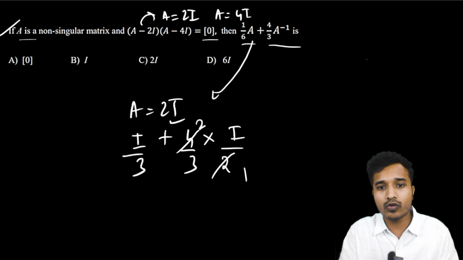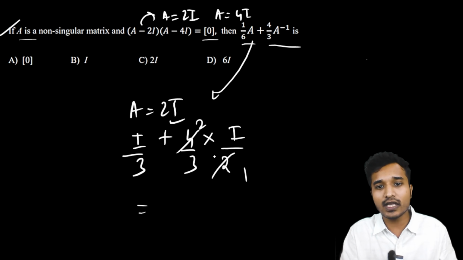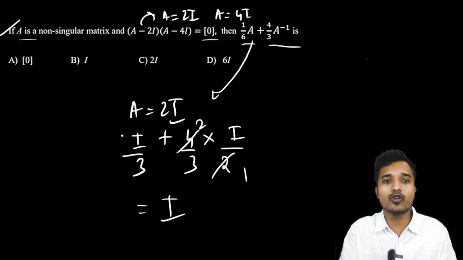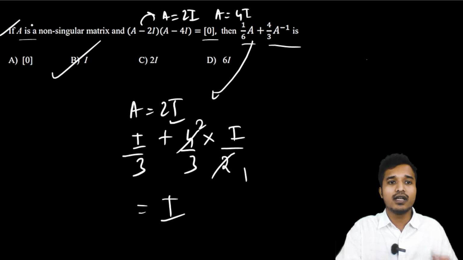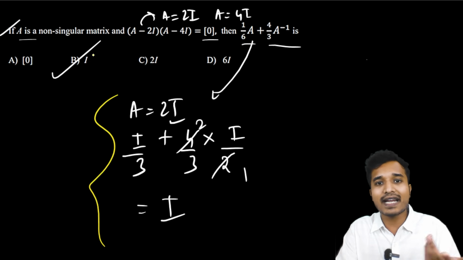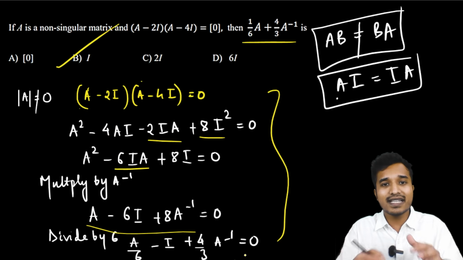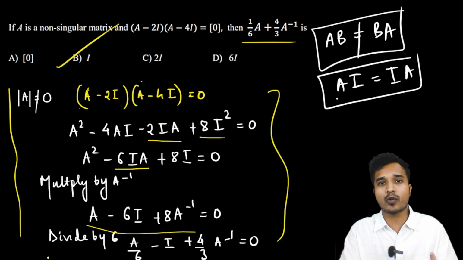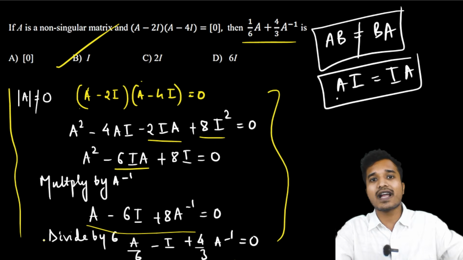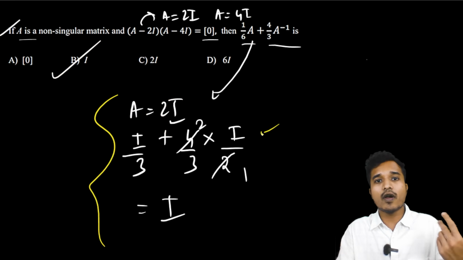So 2 gets cancelled, and 2 by 3 I plus I by 3. So what will be the final answer? This will be simply equal to I. So option B is the right answer. Now in this approach there was no calculation involved, we directly get the answer within a few seconds, but here we have solved it in a more conventional approach. So you need to avoid such conventional approaches in your VIT EEE exam, and you need to follow such short tricks.